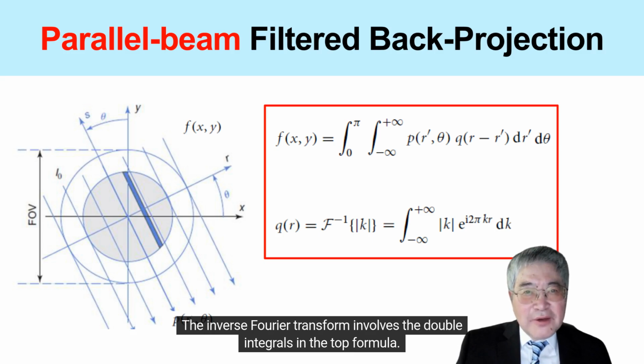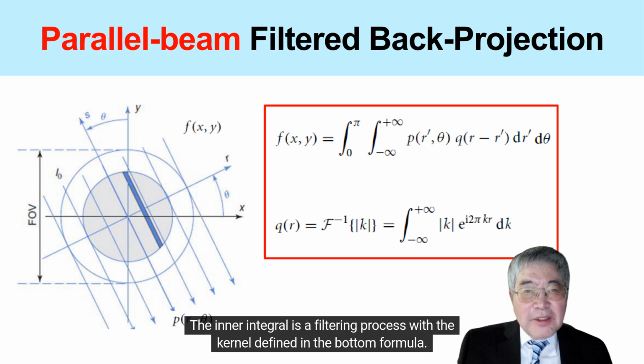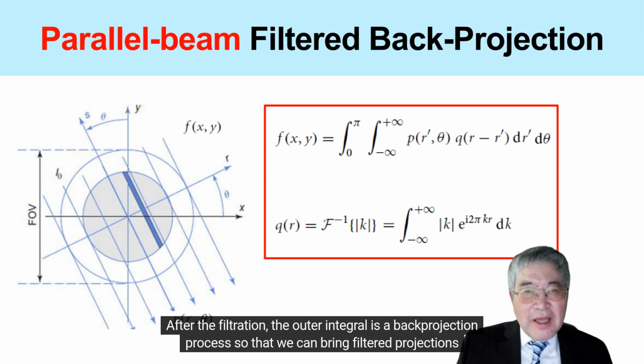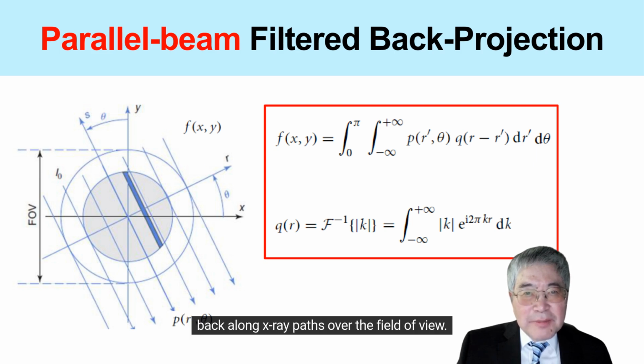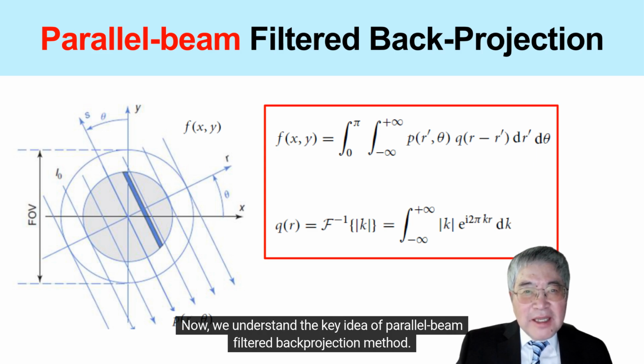The inverse Fourier transform involves the double integrals in the top formula. The inner integral is a filtering process with the kernel defined in the bottom formula. After the filtration, the outer integral is a back projection process so that we can bring filtered projections back along X-ray paths over the field of view. Now we understand the key idea of parallel beam filtered back projection method.